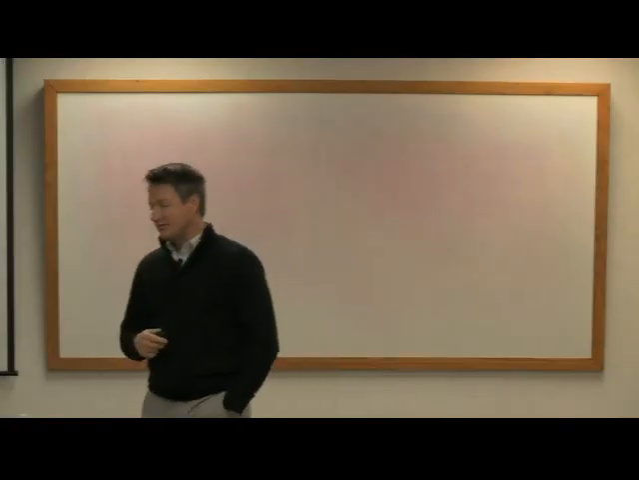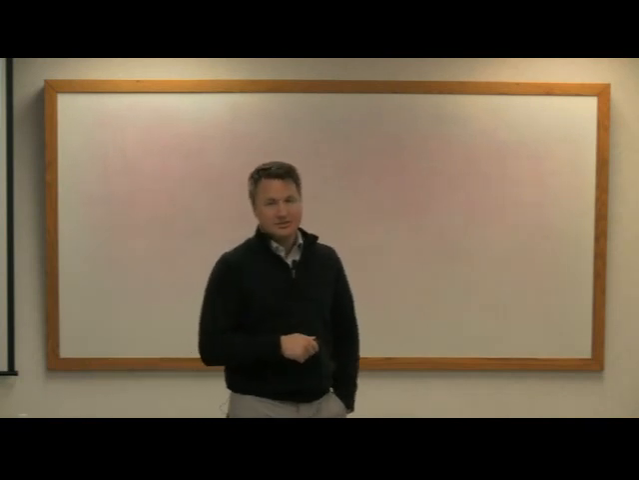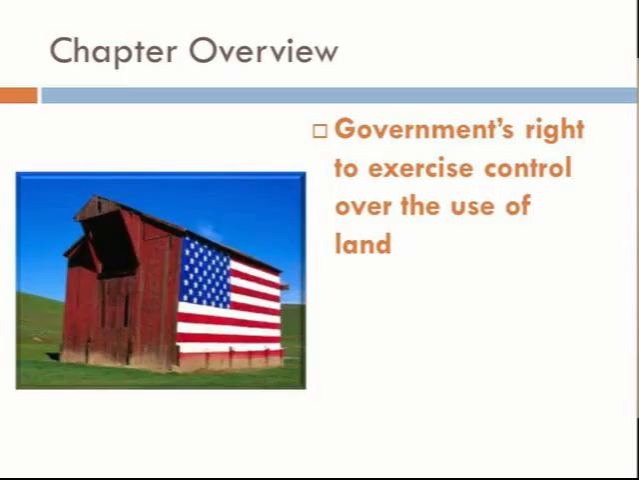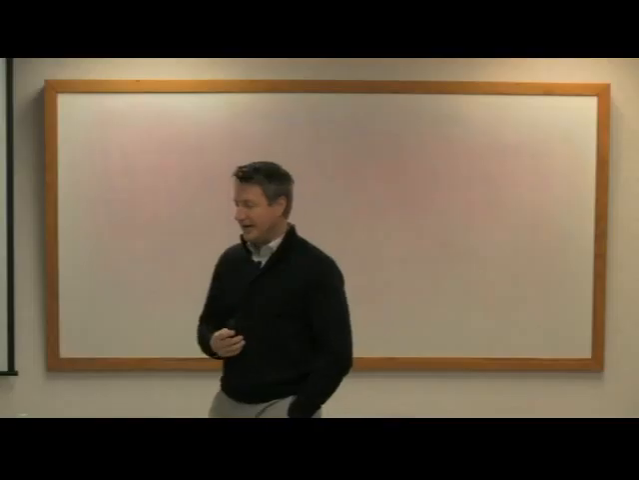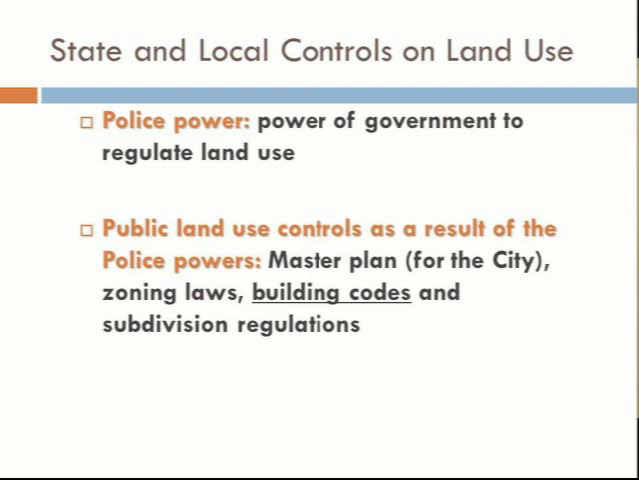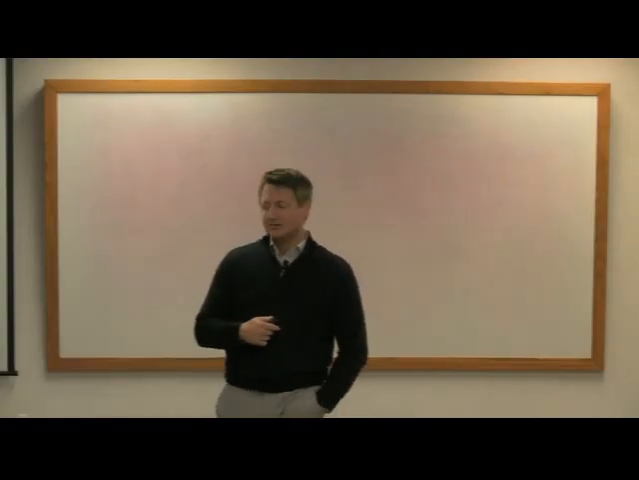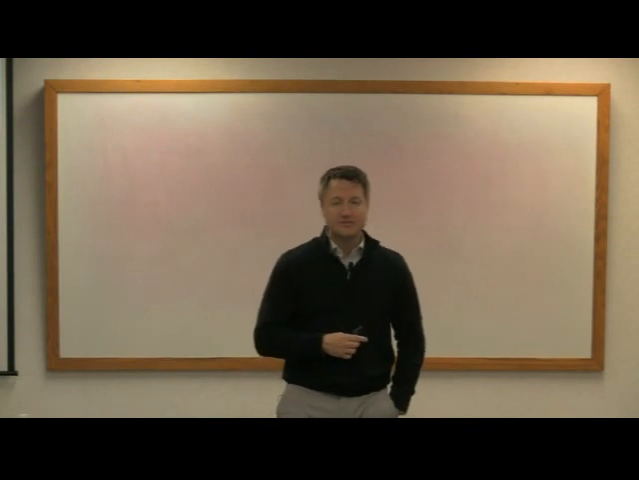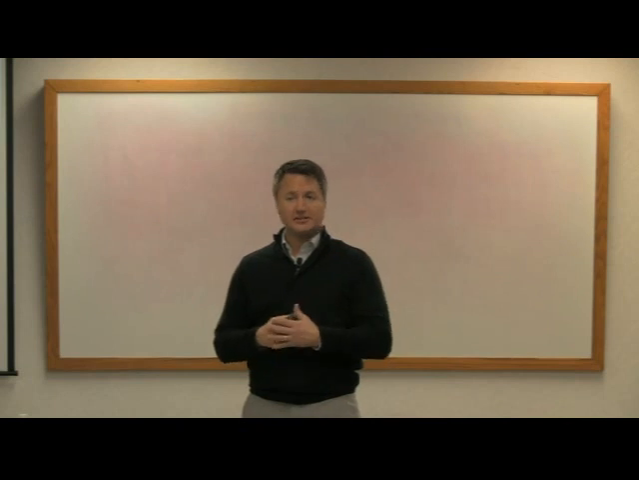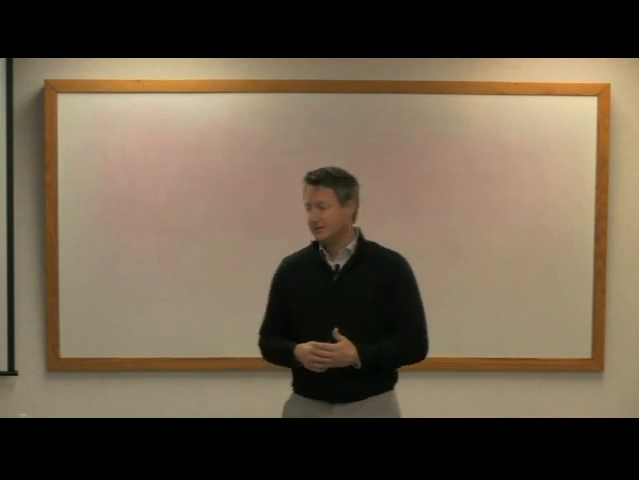And so the government's right to exercise control over land use is primarily through the police power. We talked about the police power in a prior chapter. It's one of the 4 governmental powers, and it's their power to regulate land use. Land use controls from the police power are, some of the examples are a master plan for the city, zoning laws, building codes, subdivision regulations. And so when you think of police powers, please don't just think of the cops that are pulling you over because you're speeding or you're not making a complete stop at a stop sign.